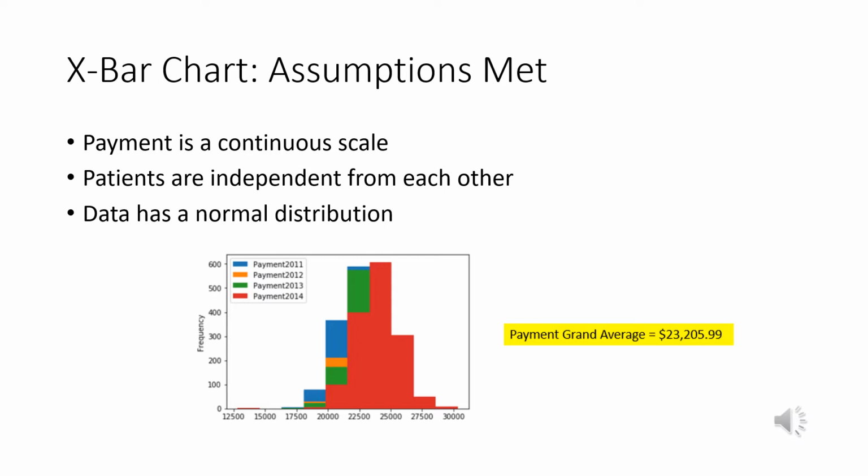And I'm showing you here that the grand average for data from 2011, 2013, 2012, and 2014 is about $23,000, which you can see is right in the middle of these histograms.